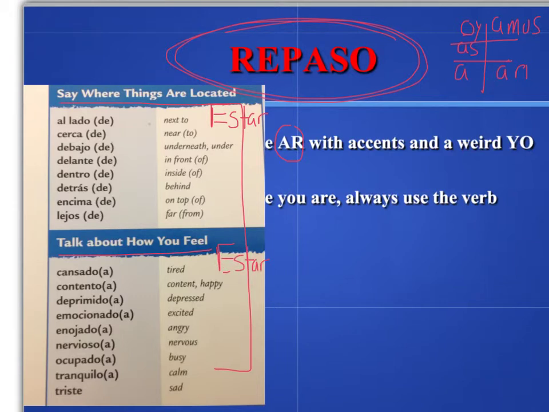Okay? So how do you feel? Estoy cansada. How do you feel? ¿Cómo estás? Estoy contenta. Estoy deprimida. Estoy emocionada. Estoy enojada. Okay? ¿Dónde estás? Where are you? You can use that up here. ¿Dónde estás? Estoy dentro de la escuela. Estoy cerca del centro. Estoy lejos de Texas. Okay? O estoy lejos de México. I'm far from Mexico. So these two sections of your card are going to be what we use with estar.